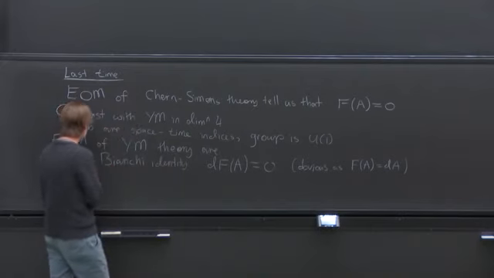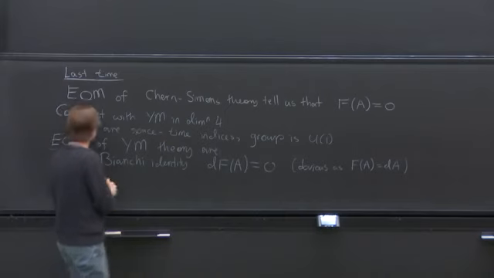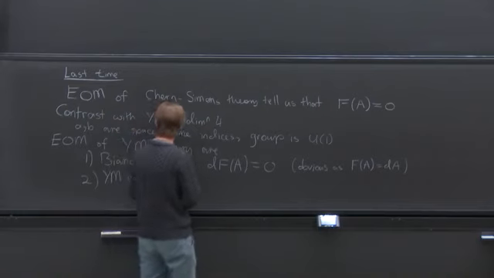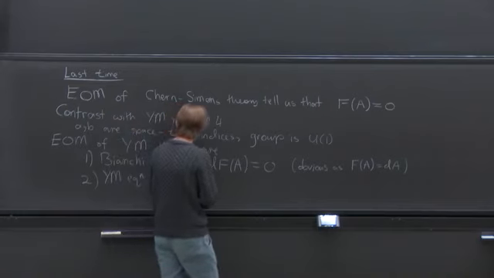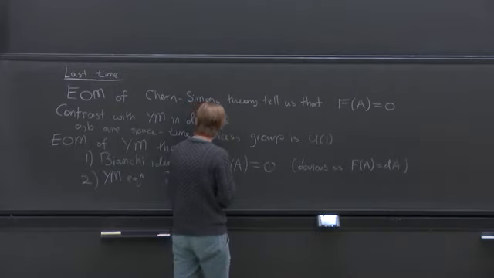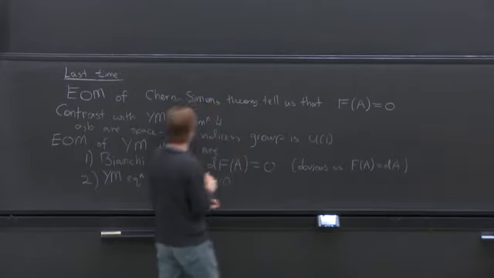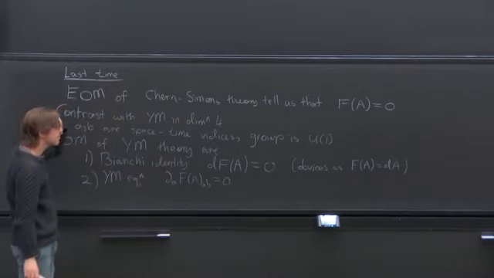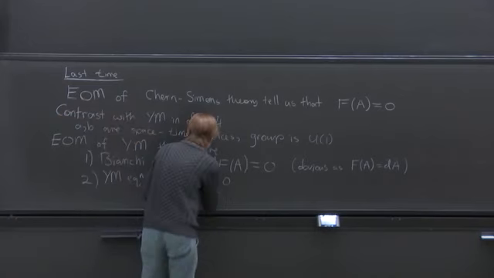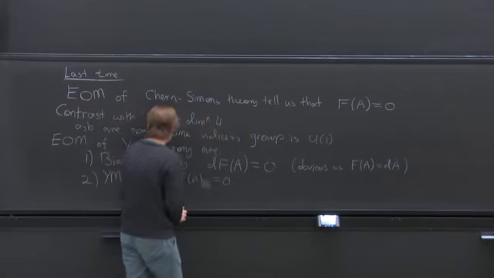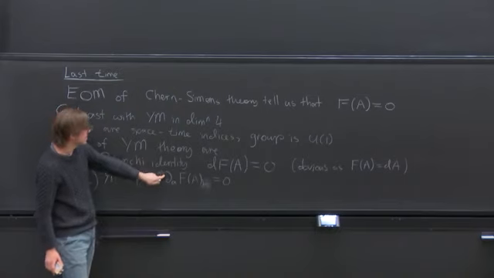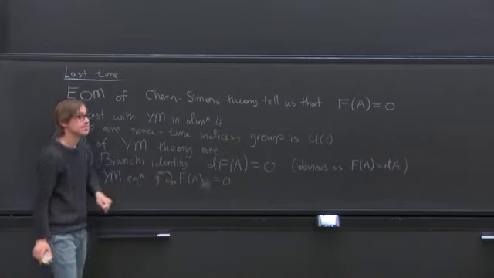And the second equation is the Yang-Mills equation. That certain derivatives of the curvature vanish. So actually, let me write this like this, ABC. So you notice that this equation depends on the metric, because we use a metric to raise and lower indices.